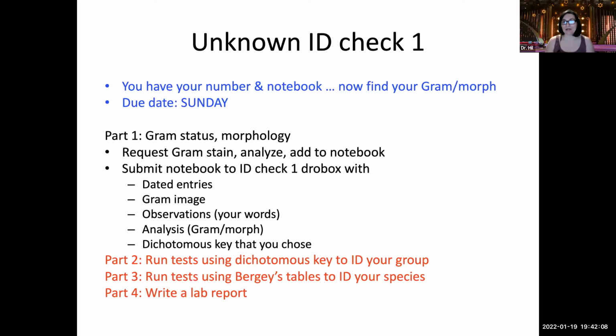Now, many of you already done this. Your unknown ID part 1 is finished and you've submitted your check and I'm grading them as they come in. But if you haven't, just make sure to do it by this Sunday. Sooner is better. Once you have that, you can move on to part 2. Just a reminder of what's expected for this: your notebook, all the dated entries, the image that the technician sent you, in your own words what you see, what color do you see, what shape do you see? What does that mean? What's the gram status? Okay, your analysis and the dichotomous key that you chose.